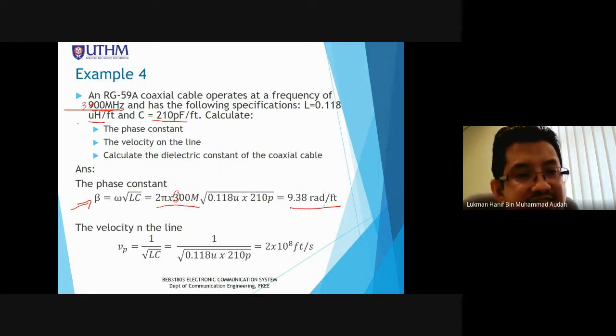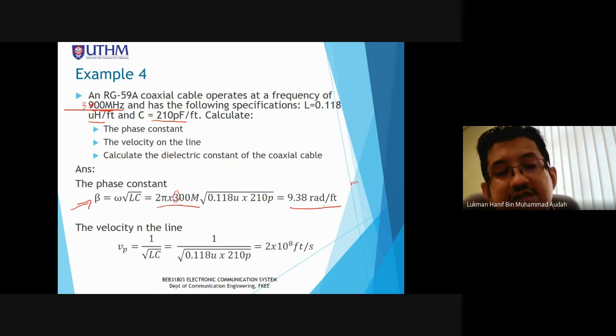Kalau nilai L dan C dalam unit Henry per feet dan juga dalam unit Henry per meter ataupun picofarad per meter, maka kita perlu gunakan meter. Okay, bergantung kepada nilai L dan juga C. Okay, so jangan confuse. Biasa dalam exam kita akan gunakan standard unit. So that means kita akan berikan dalam sebutan meter. So kalau kita berikan dalam sebutan per meter, so ini mesti dalam sebutan radian per meter.